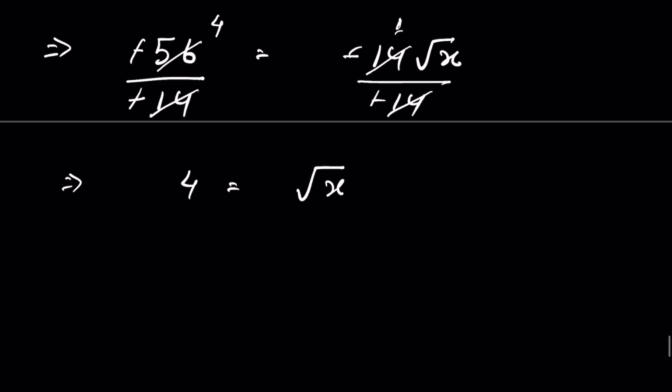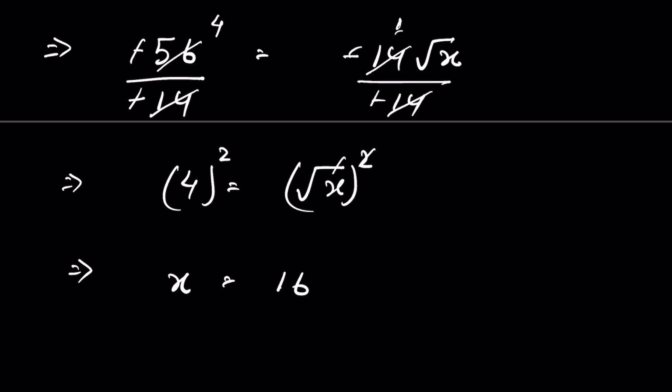Now again we square both sides to remove the square root. Therefore x equals, square root gets removed with this square, x equals 16.